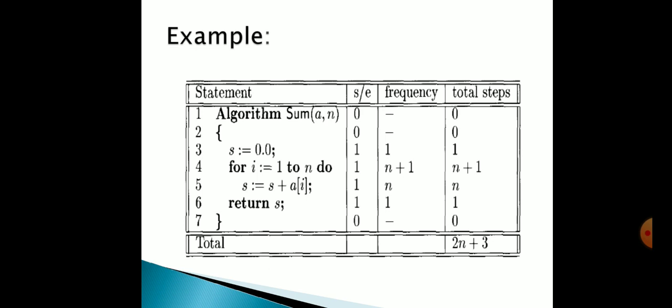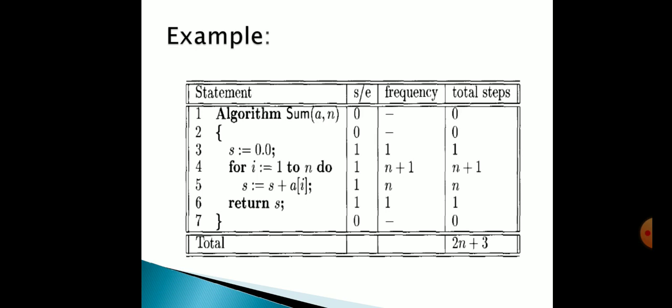So s is equal to 0 is the first executable statement in the algorithm that is executed for only one time throughout our program execution. So its frequency is 1. And for I is equal to 1 to n, this is also an executable statement, but the total number of executions of this statement is n plus 1. N times the condition becomes true and one time the condition is false, so that we can terminate from the for loop. So the total number of executions is n plus 1.